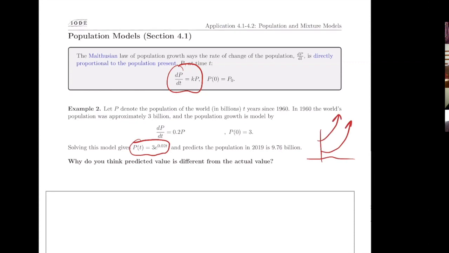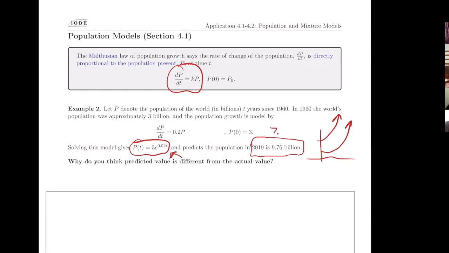So we don't have any kind of equilibrium, flattening out behavior. And if we use models like this, so I constructed this model based on the population of the world in 1960 and the rate at which the world's population was growing in 1960. And that gives us this model over here. And if I use this model to make a prediction for what the world's population was at the end of 2019, I would get 9.76 billion.